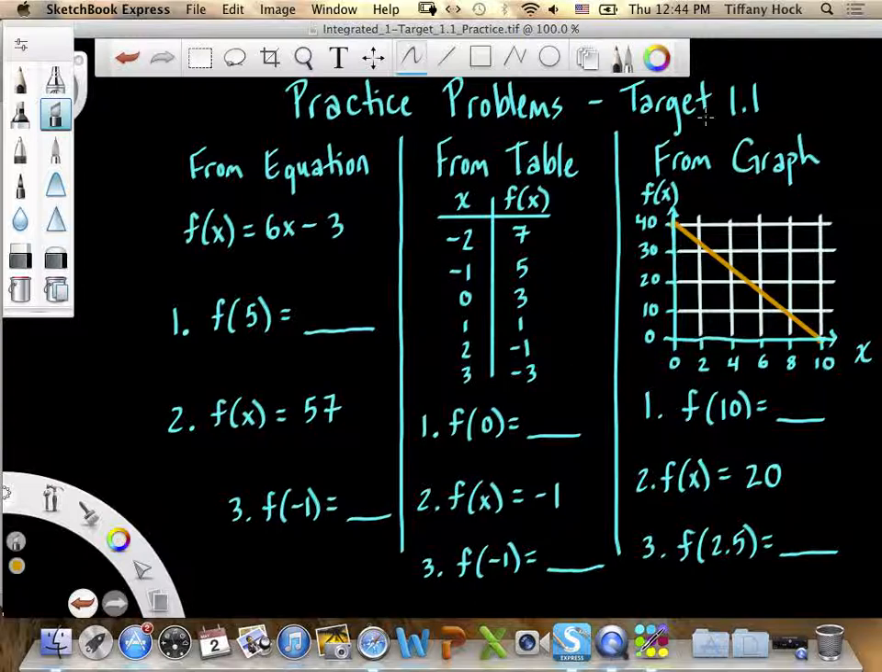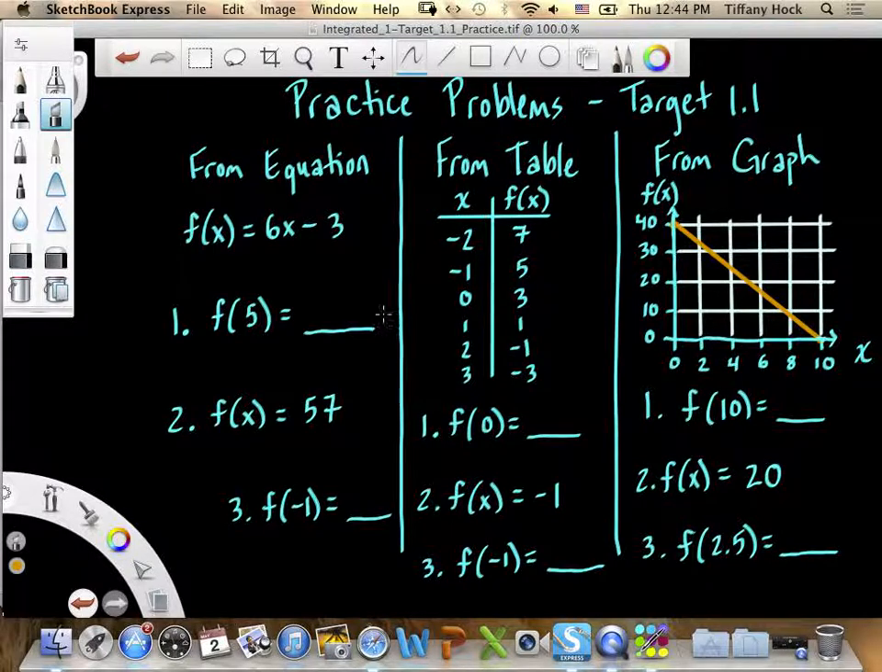So again, I'm going to remind you of how this works. If you've gotten to this video and you've completed the examples in the intro video, then what I would like for you to do is this: I have three different types of problems, three for when we use an equation and function notation, three for when we use a table and function notation, and then three from when you look at a graph and use function notation to answer questions.